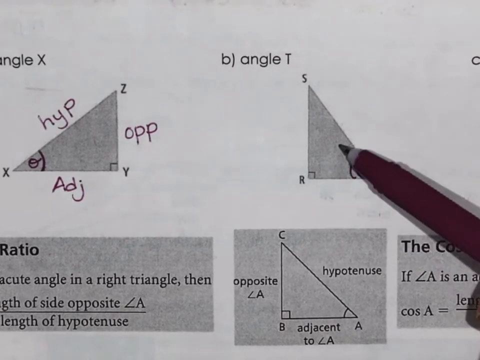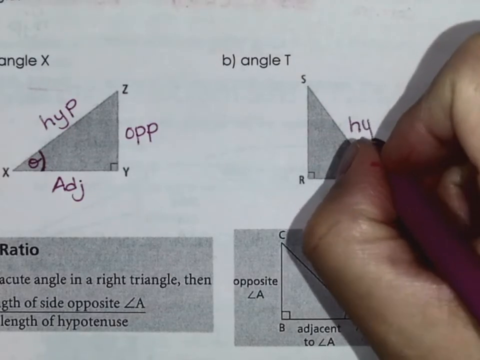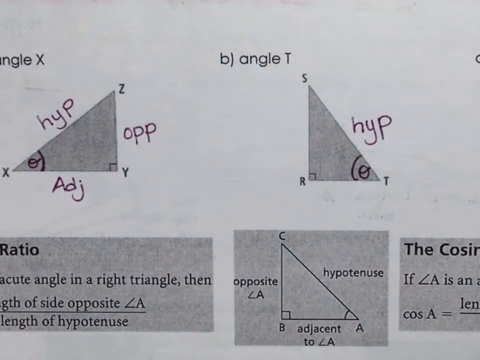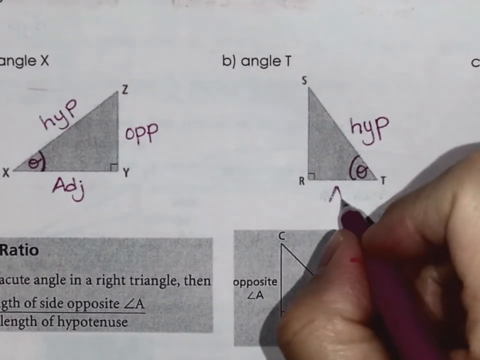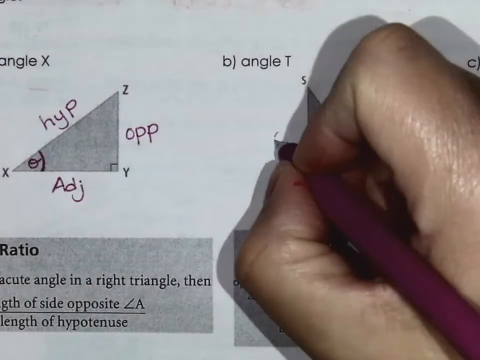Hypotenuse is directly across from the 90-degree angle. So that is my hypotenuse. The side that touches the angle is my adjacent side, and the only one that's left over is the opposite.